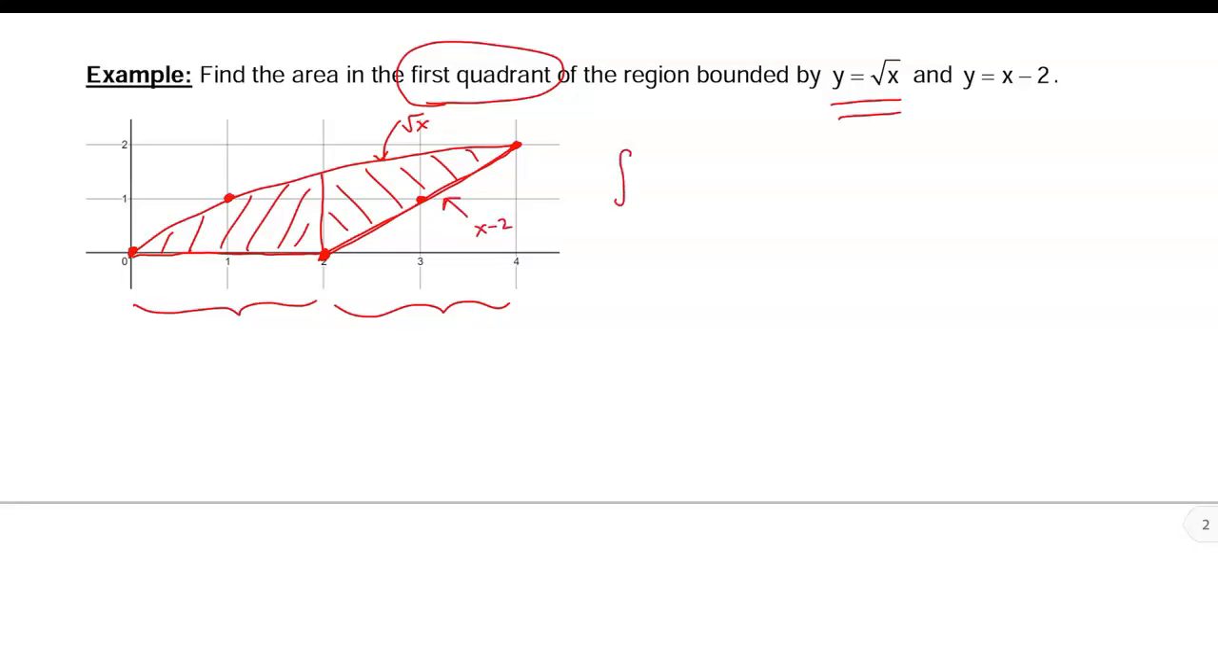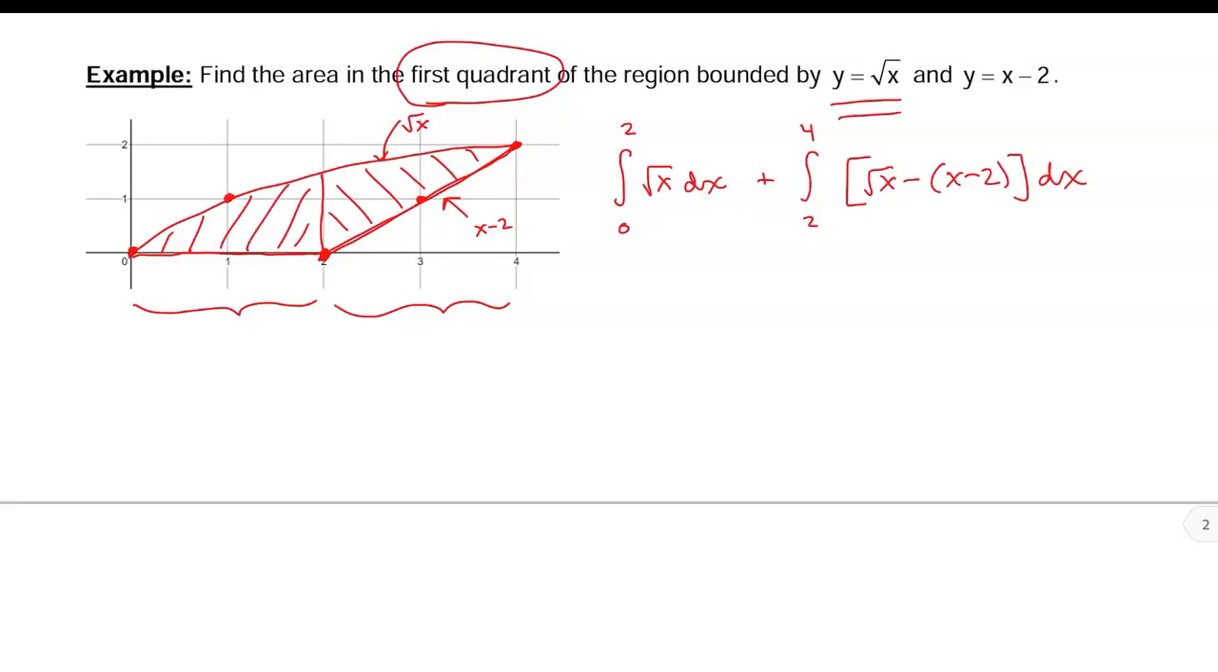So the setup looks like this. From 0 to 2, we just need the square root of x dx, and add the integral from 2 to 4 where we do subtracting. So the square root of x minus 2 will be our integrand.